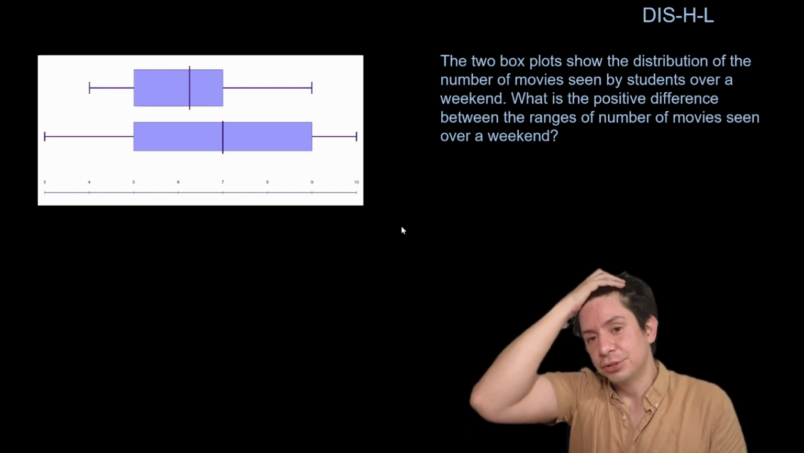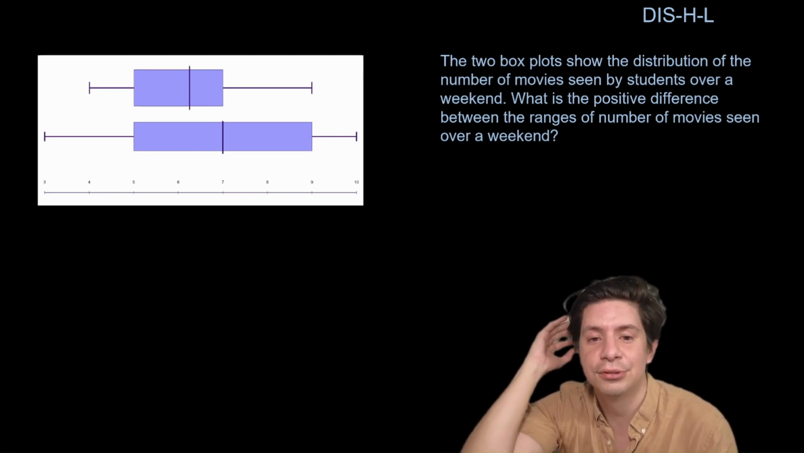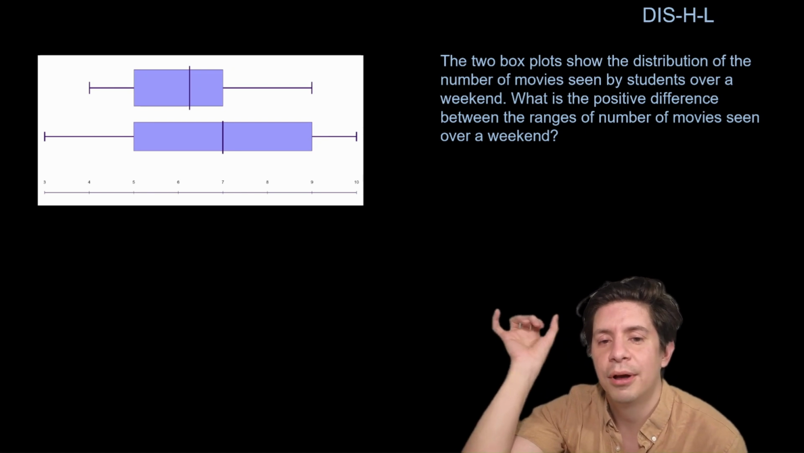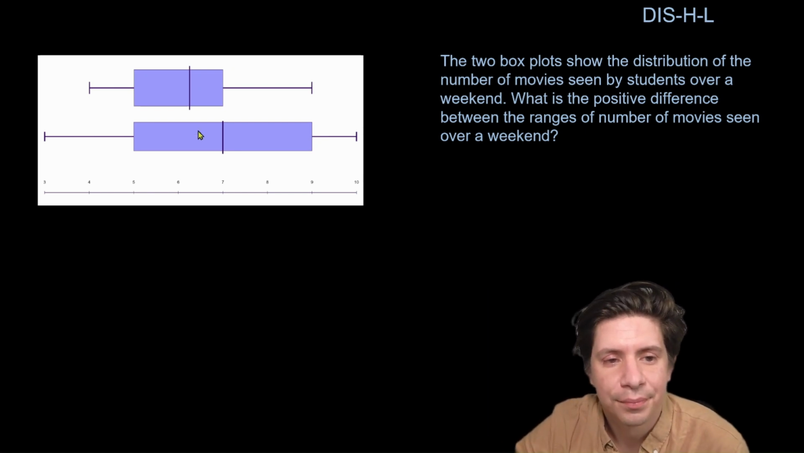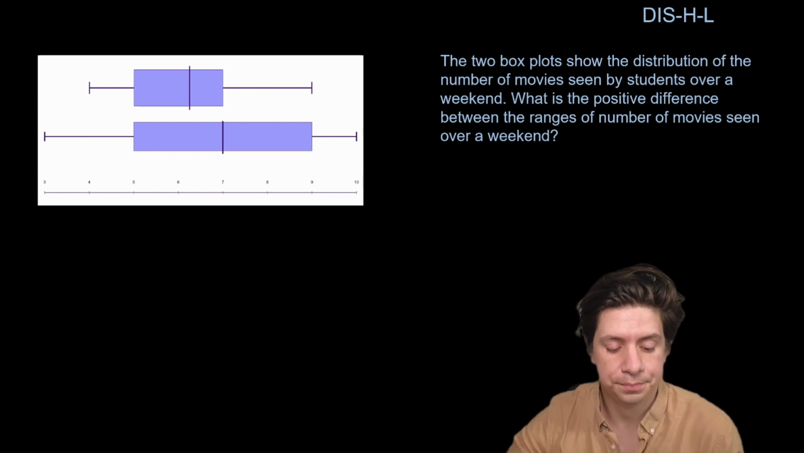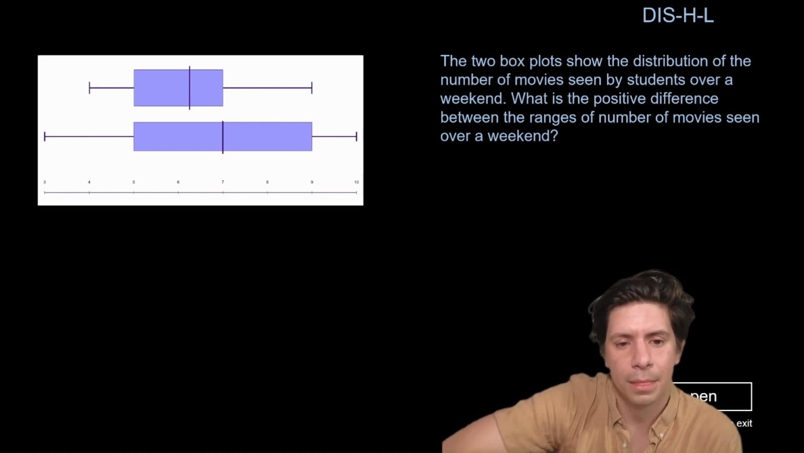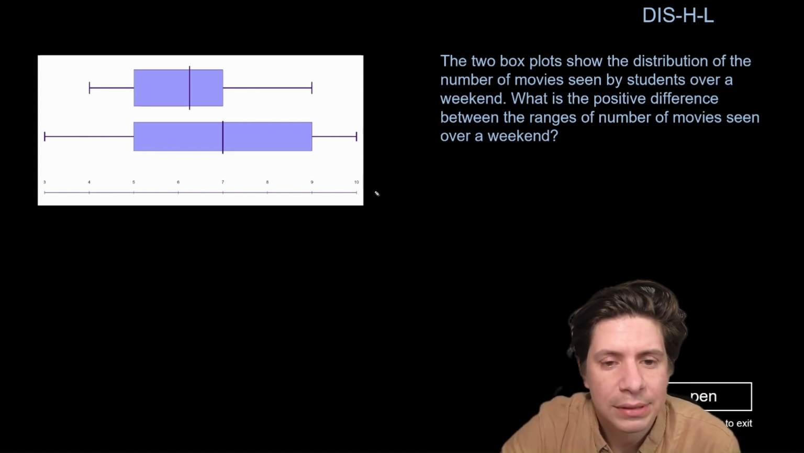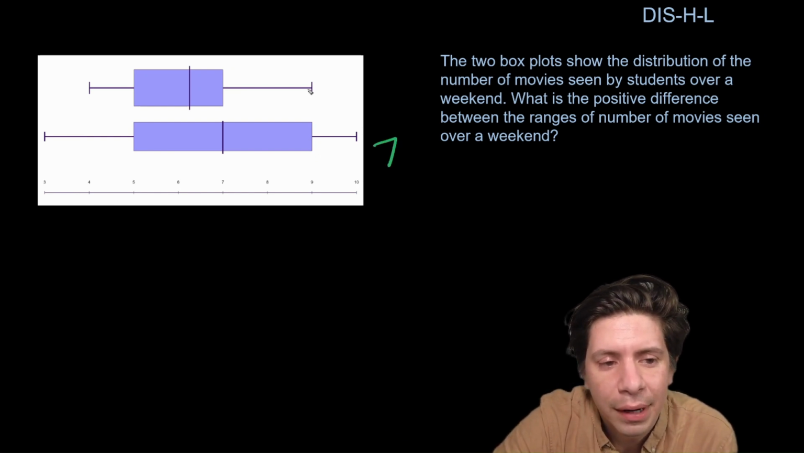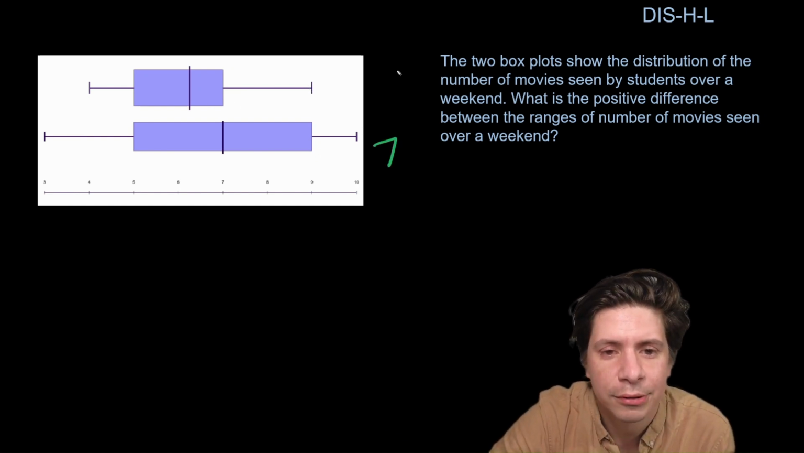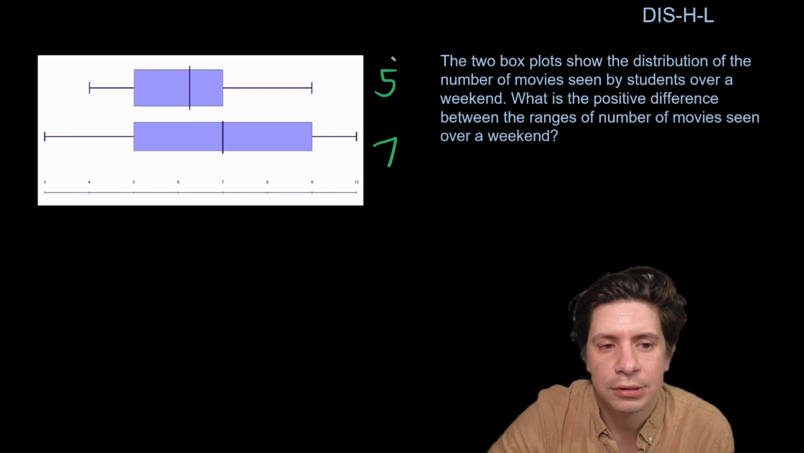Two box plots show the distribution of the number of movies seen by students over a weekend. What is the positive difference between the ranges of numbers of movies seen over the weekend? So here we're going from 10 to 3, so we have 7. Here we're going from 9 to 4, so we have 5. So then our difference will be 2.